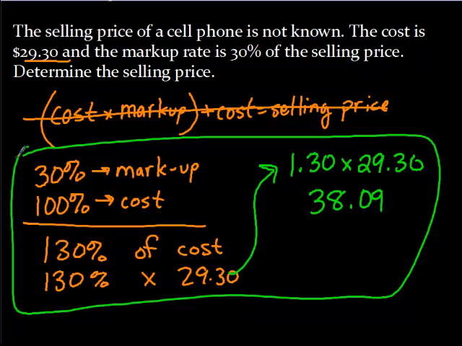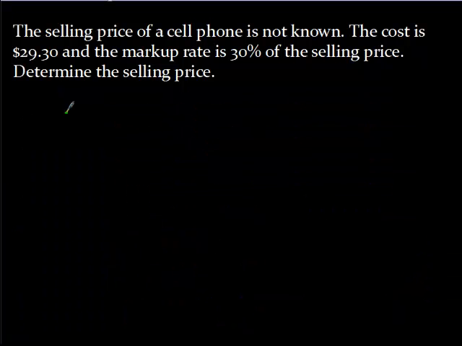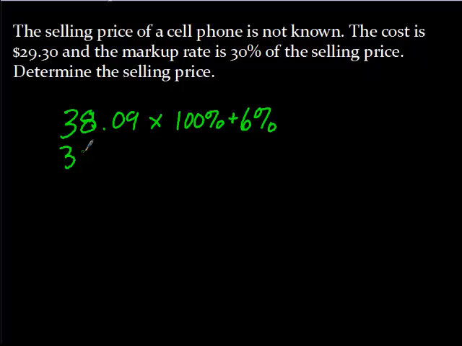Okay? This type of a problem, using the same type of a process that we used right here, is actually the way you can go through and calculate sales tax quite easily. If we had this same cell phone, we were going to buy it for $38.09, you might have 6% sales tax on it yet. So we have to multiply this by 100% plus the 6% sales tax, which is $38.09 times 106%. Okay? That's how you can calculate sales tax.